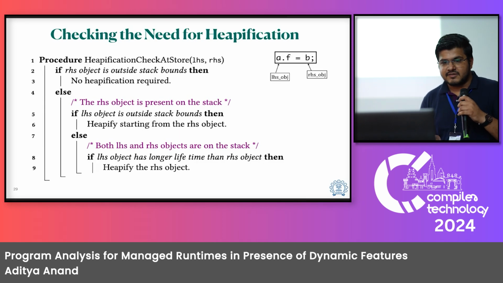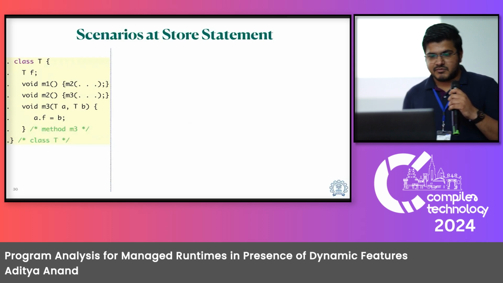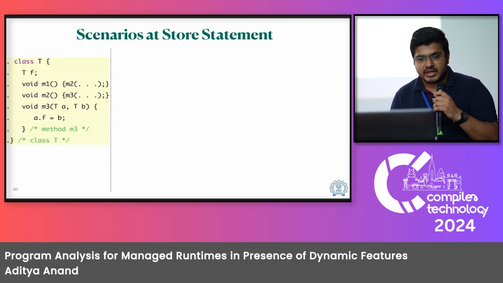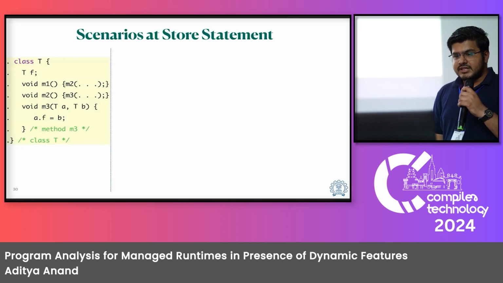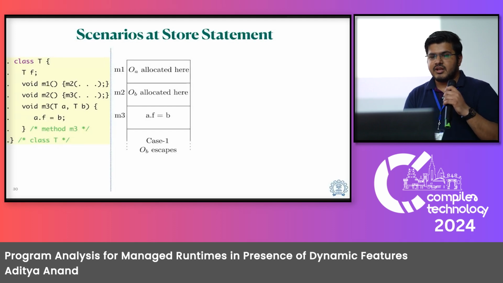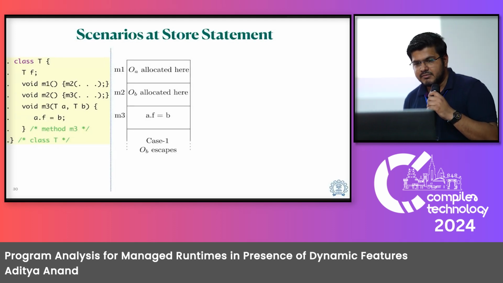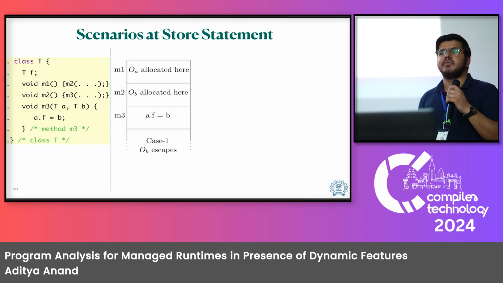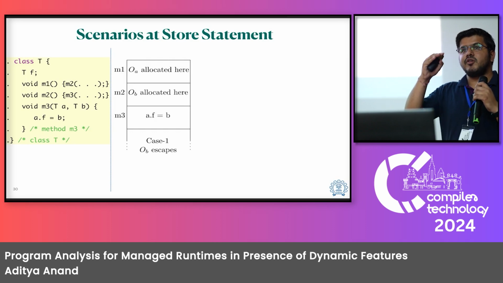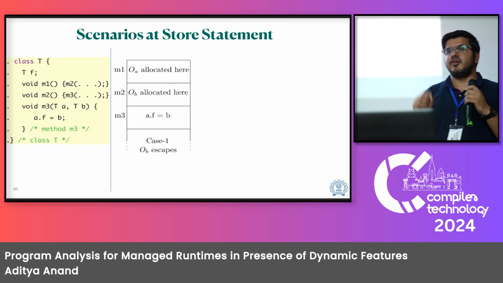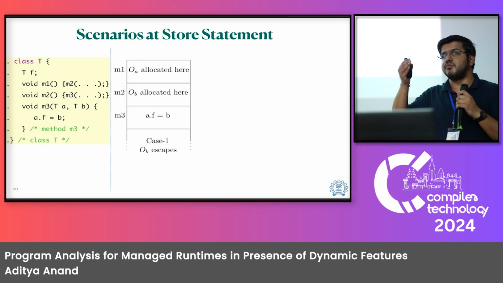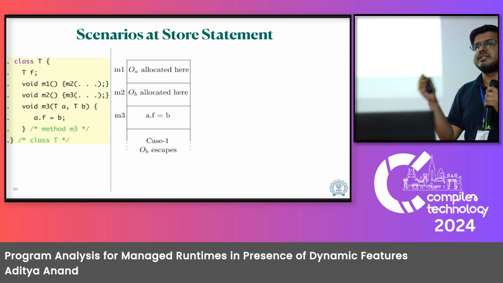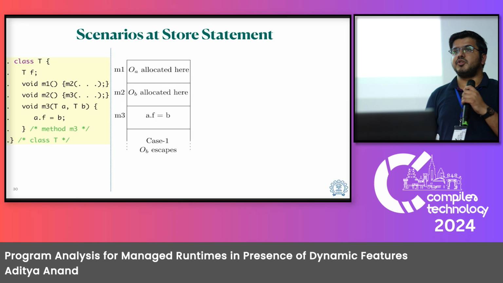Let's consider this case where we have methods M1, M2 and M3, where M1 is calling M2, M2 is calling M3, and in M3 we have this store statement. The first scenario is that in M3 we have this statement, the object OB pointed to by variable B is in method M2, and OA is in method M1. In this case, we walk up the stack and find that OB is allocated in method M2 and OA is in method M1. Here OA has a higher lifetime than OB and we are storing OB in OA. That means we need heapification. So OB escapes and we need to heapify.